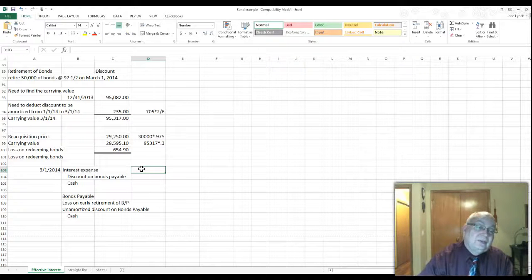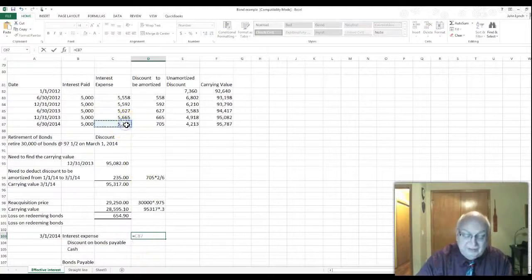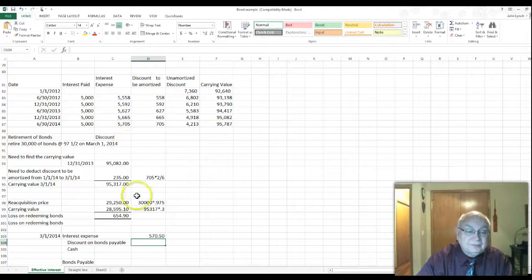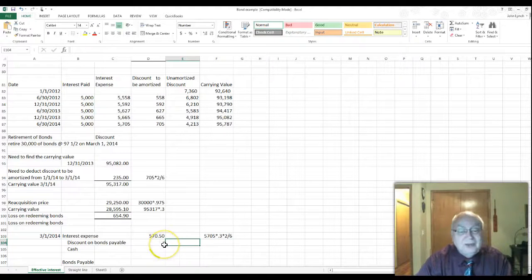The first thing we have to do is, because we're buying these between interest payments, the holders of the $30,000 would like to have their interest. I know they only have 2 months' worth of interest, but they still want the interest. They don't want to give it up. So the interest expense, we come up here to our table, is the 5705 times 0.3, because we want to get rid of 30% of it, times 2 divided by 6. That's how you do that one. So the interest expense recorded on these $30,000 worth of bonds would be $570.50.